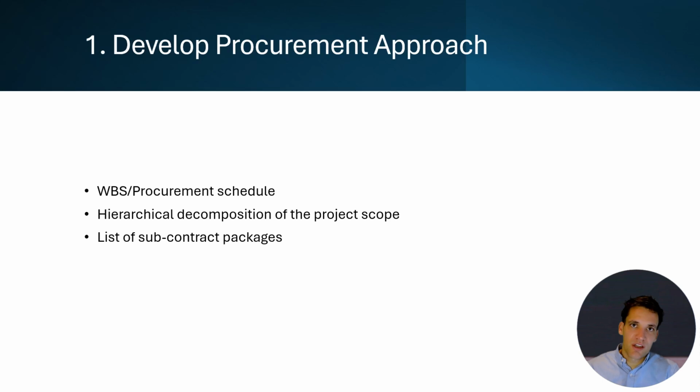The key document you're going to be preparing to capture this is the work breakdown structure or procurement schedule. This is a hierarchical decomposition of the project scope into a list of separate packages. Basically each of these packages, when you combine them together, is going to cover the overall project scope. So you'll document this in a work breakdown structure and then also a procurement schedule.